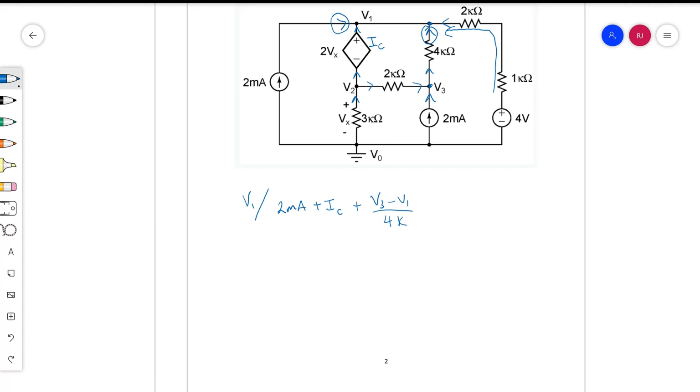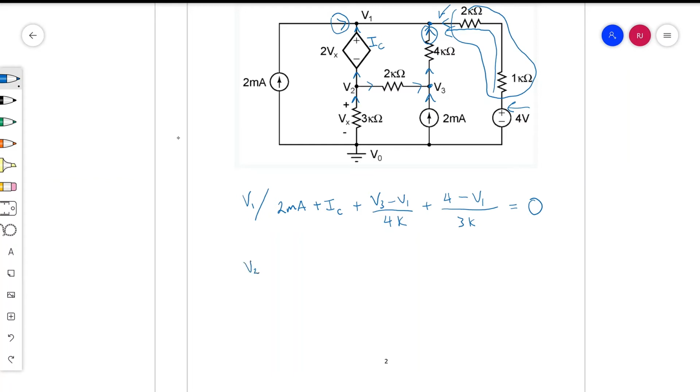Since this is a series path, you know that the current through both the 1 kilo ohm and the 2 kilo ohm is the same. So you can think of this 2 kilo ohm and 1 kilo ohm as one big resistor. And so you can characterize the current going through that as 4 volts, which is coming from there, minus V1, which is the node at the other side of this resistor, and then you divide it by that resistance value, which in this case would come out to 3 kilo ohms. And since now we've captured all of the currents going into the node, and there are no currents coming out of the node, we set that equal to 0.